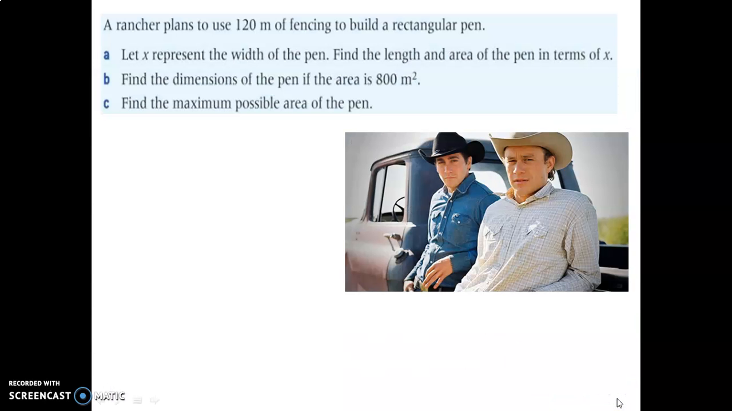Okay, try the same thing, this problem here. Solve it step by step, and in the end, again, we're trying to find the maximum possible area. And also, what are the dimensions? If it had an area of 800, what would the dimensions be? And then, what would be the maximum possible area?